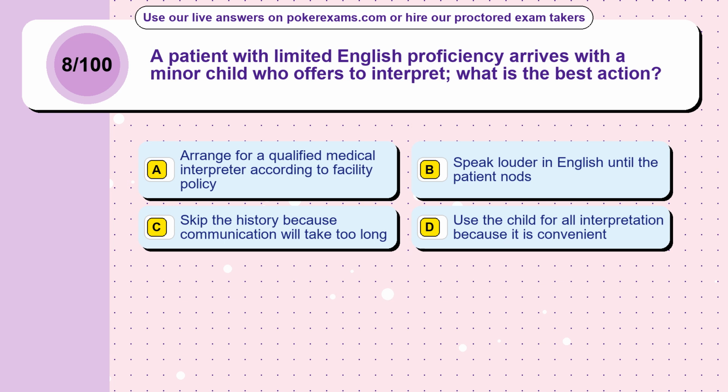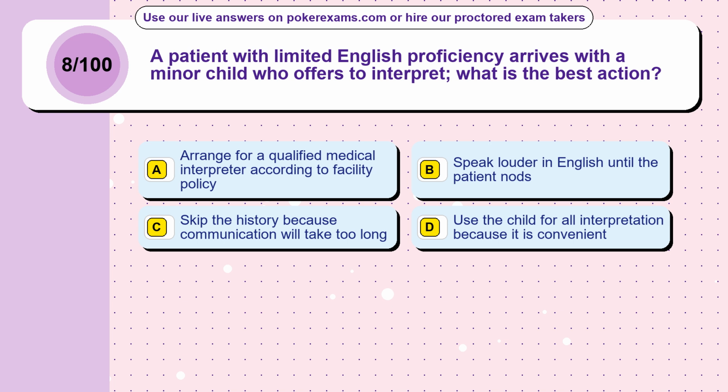Question 8. A patient with limited English proficiency arrives with a minor child who offers to interpret. What is the best action? Option A. Arrange for a qualified medical interpreter according to facility policy. Option B. Speak louder in English until the patient nods.